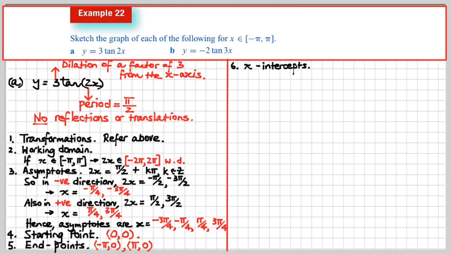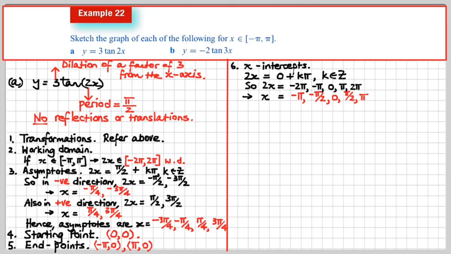This one's a nice easy one, isn't it? Okay. X-intercepts, that means y is 0. So therefore we've got 2x equals 0, and then every period forwards or backwards from there within our working domain. So 2x would be minus 2 pi, minus pi, naught, pi, 2 pi, and therefore x would be that. That's our x-intercepts. There's what they are in coordinate form.